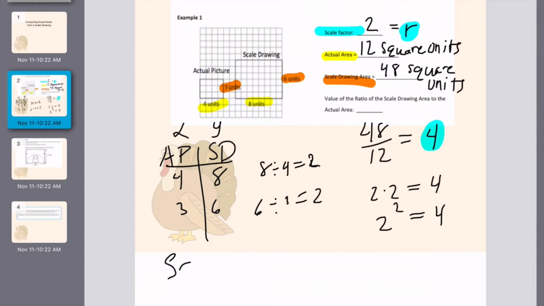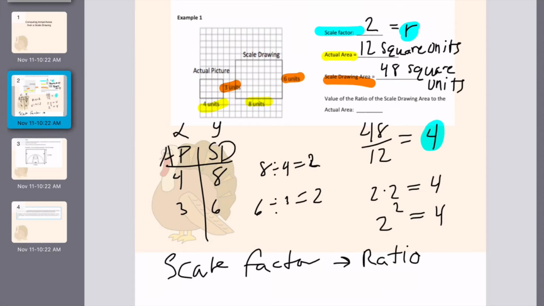So in this case, if I want to go from scale factor to the ratio of the areas, essentially what I can do is R to R squared. So I could just square my scale factor, and that is automatically going to give me my ratio of areas.